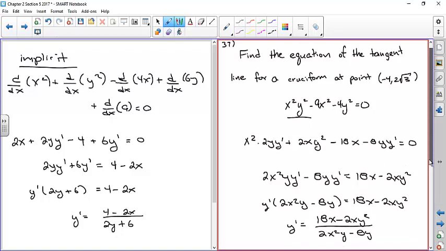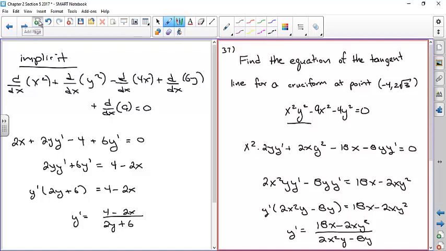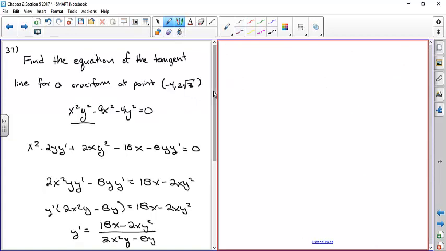Okay, so there you go. Hopefully you got that. So we put the y prime stuff on one side, we factored out the y prime, and divided both sides by that. So that's the derivative.